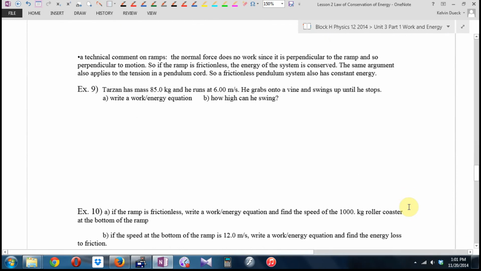Oh, by the way, technical comment on ramps. Because the normal force is perpendicular to the ramp, it's going to be perpendicular to the direction of motion, so the normal force does no work. Which means if we don't have friction, we can ignore the normal force.